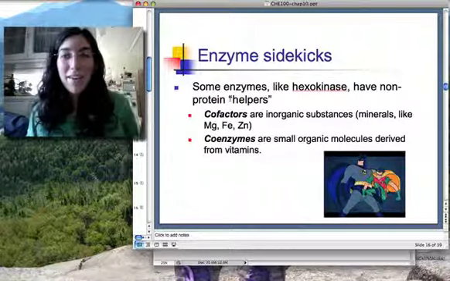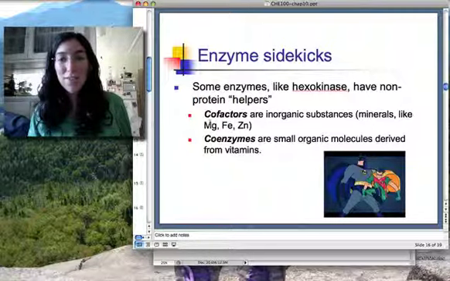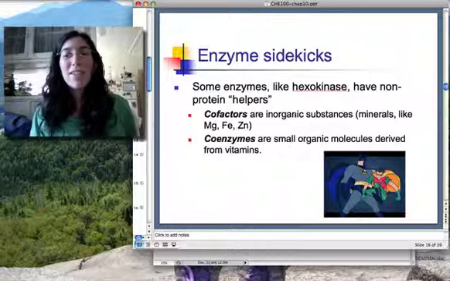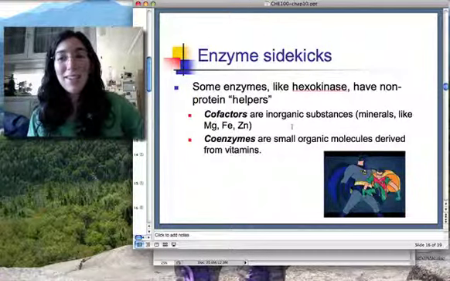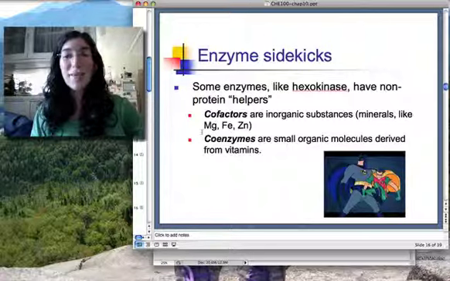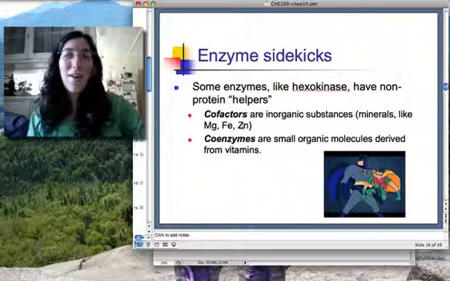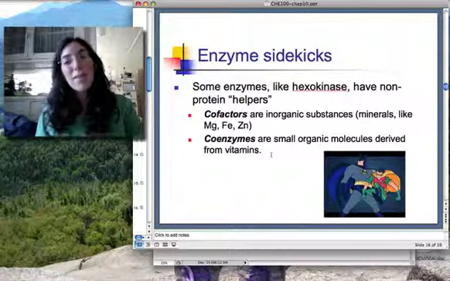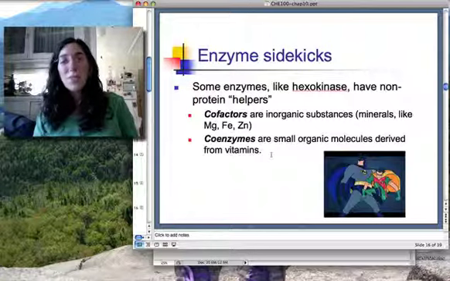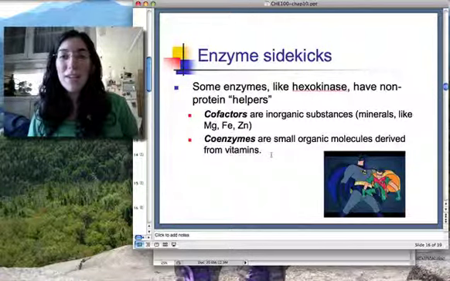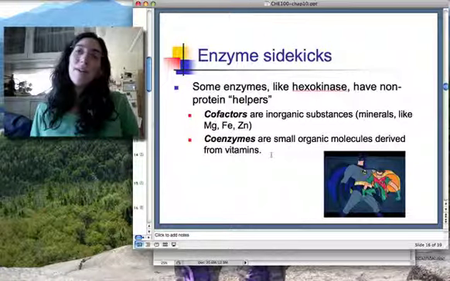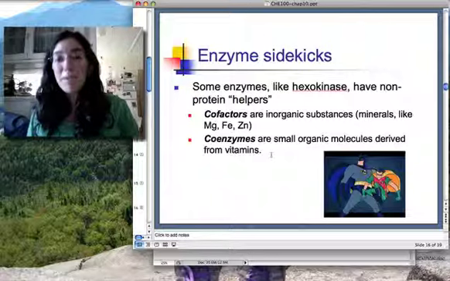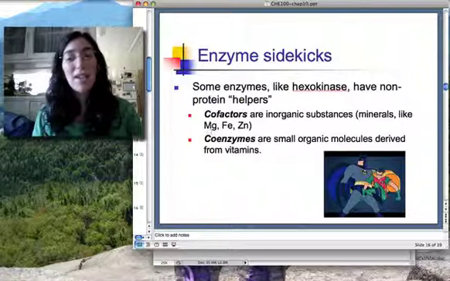But anyway, enzymes have cofactors or coenzymes. They're pretty much the same thing. The difference is that a cofactor is an inorganic substance, usually an ion, like a metal ion. Magnesium, iron, and zinc are all popular cofactors for enzymes. And coenzymes are small organic molecules. Most of them are derived from vitamins. So all those vitamins in your diet, vitamin B12, vitamin C, a lot of the B vitamins really, act as coenzymes.